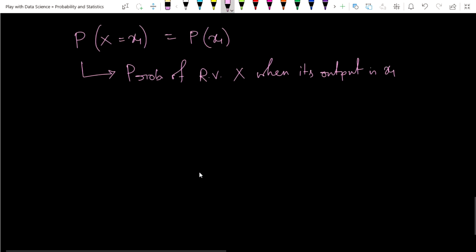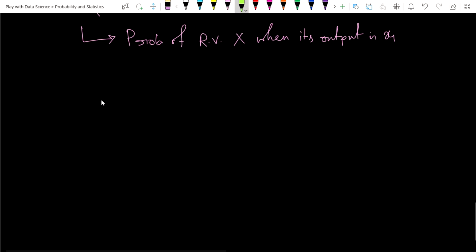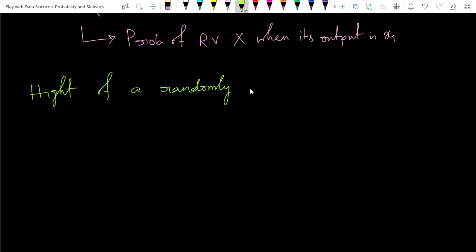Now suppose we have designed another random variable: the height of a randomly picked student. This is the main thing. We have picked a random student from a class, and we are interested in finding their height.